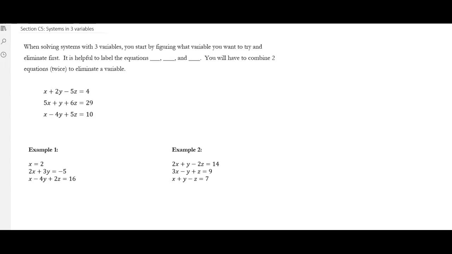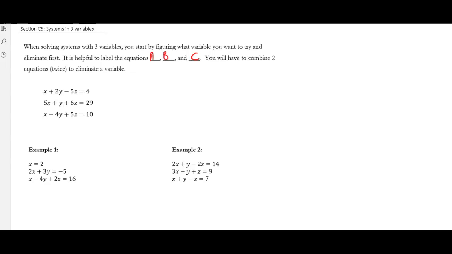Okay, so what we're going to work on this section is learning how to solve systems of equations in 3 variables. When solving systems with 3 variables, you start by figuring out what variable you want to try and eliminate first. I find it very helpful to label your equations A, B, and C, and you will have to combine 2 equations, sometimes twice, to eliminate a variable. If you're working alone, you may not have to do A, B, and C, but sometimes I still find it helpful so you can reference which one we're doing.